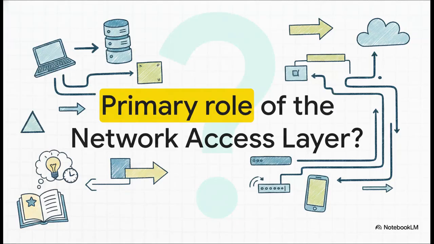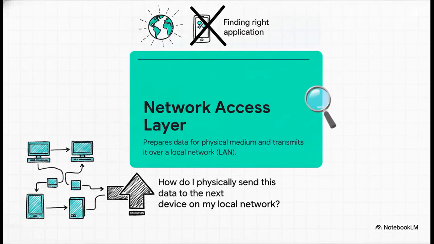Okay, picture this. You're sitting in the exam hall, and you get hit with this classic high-yield professor question. What is the primary role of the network access layer? It seems simple enough, but getting the wording exactly right is absolutely crucial for full marks. Let's look at the gold star answer. Here it is. The network access layer is the lowest layer of the TCP/IP model. Its entire job, literally its only purpose, is to prepare data for the physical medium and manage how it's transmitted over a local area network, or LAN.